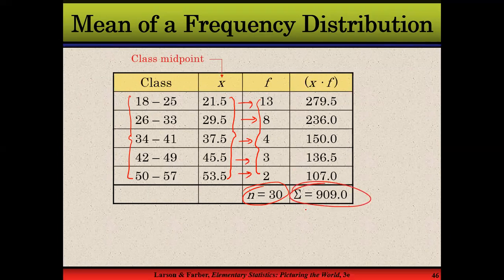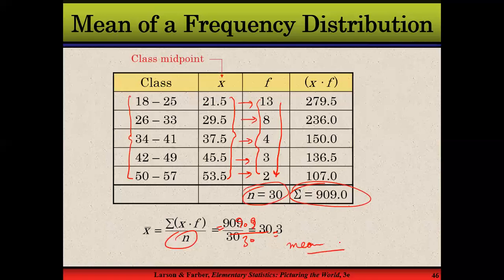And we get these products that we sum up. And what we have to do now is divide it by the total number of observations, where we get that the total frequency is the total number of observations. So we have a total of 909, and that is divided by 30. And what is the answer? 30.3. So 30.3 is the answer. And what is this answer? This is the mean of this data set.